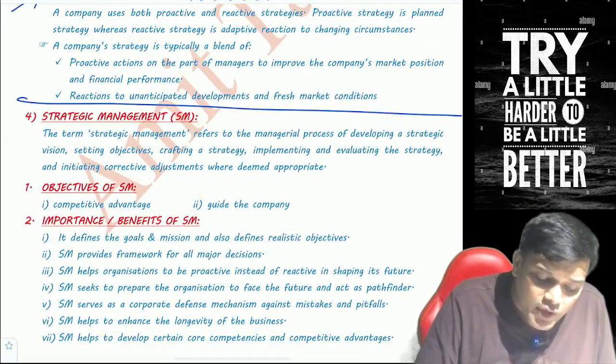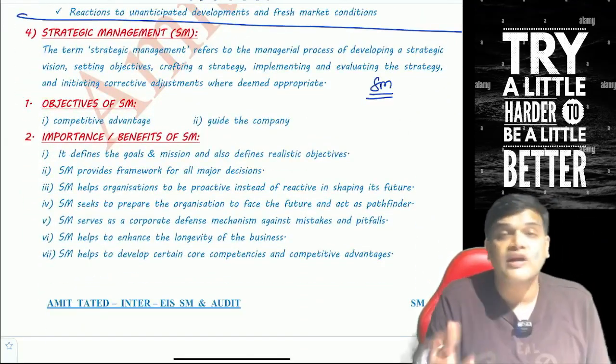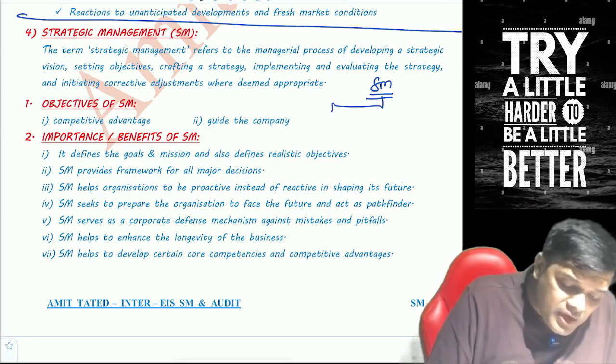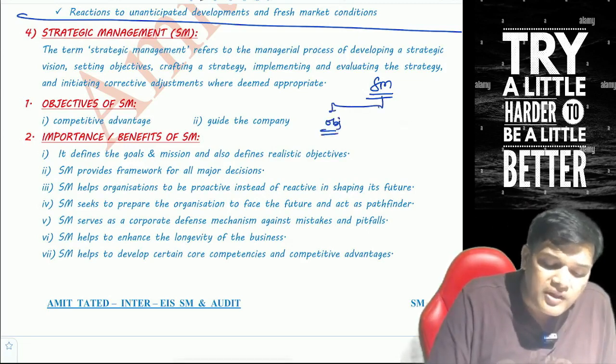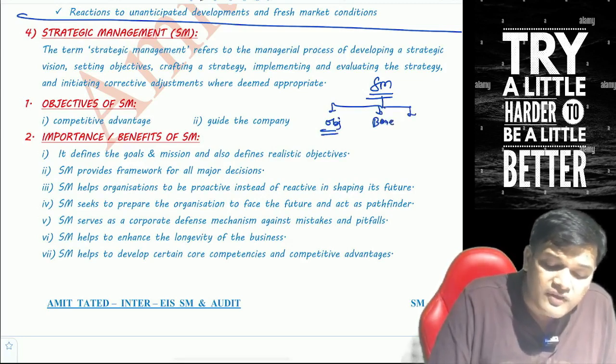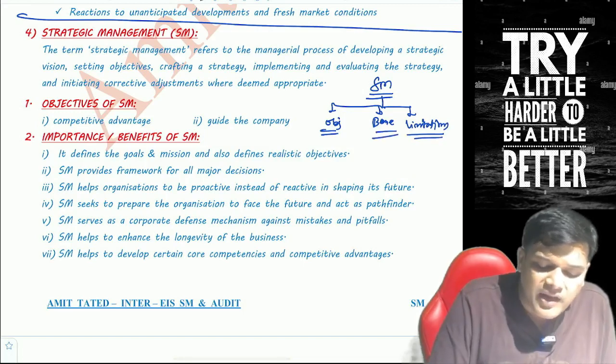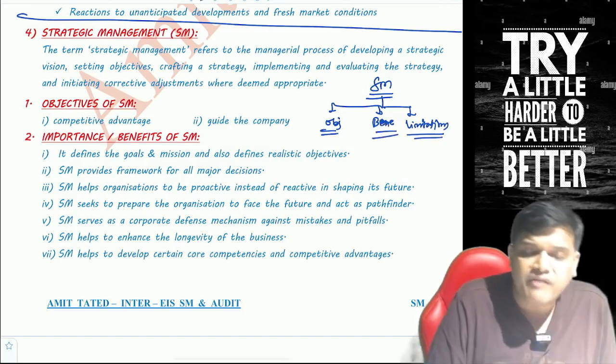Now in SM, what you should do now? What is the syllabus? In SM, we will discuss first definition of strategic management. Second, what we will discuss? We'll discuss objective of strategic management. Third, we will discuss benefits of strategic management. And fourth, we'll discuss limitations of strategic management. These are the direct question on strategic management. One is objective, one is benefit, one is limitation.